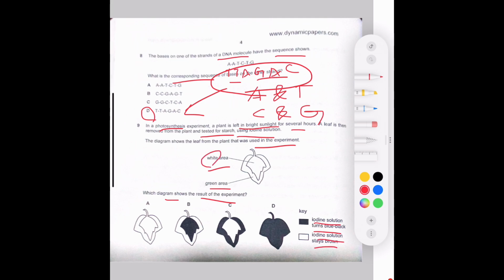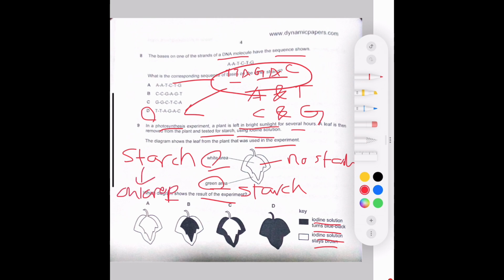Now, we know that the green area contains chlorophyll and chloroplasts, and that is where photosynthesis mainly takes place. And where photosynthesis mainly takes place, it produces food, such as starch. And therefore, the reasonable area would be the green area, where the iodine solution would turn blue-black. As you can see, it is the green area that is going to be turning blue-black. So C is the reasonable answer.